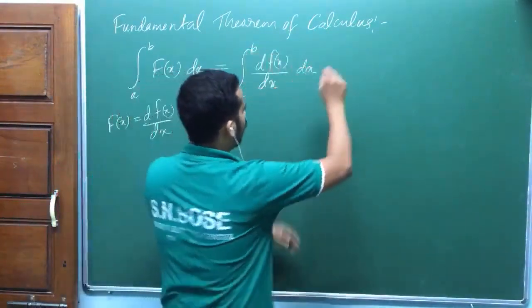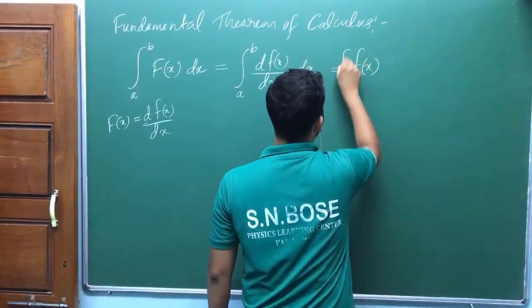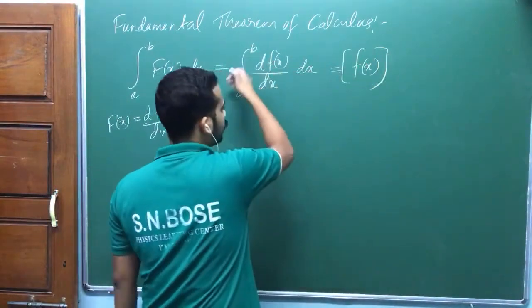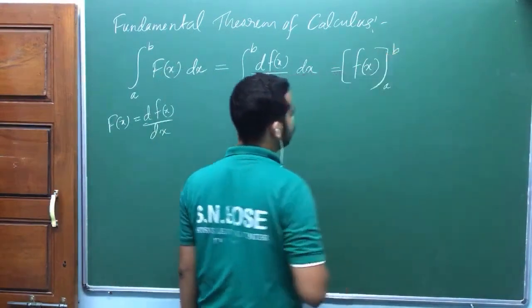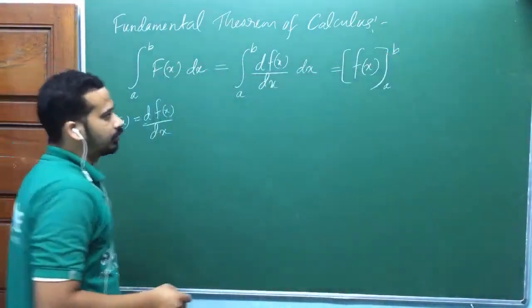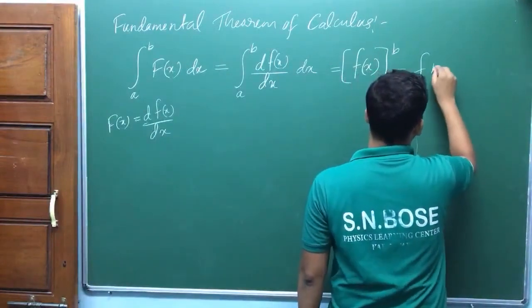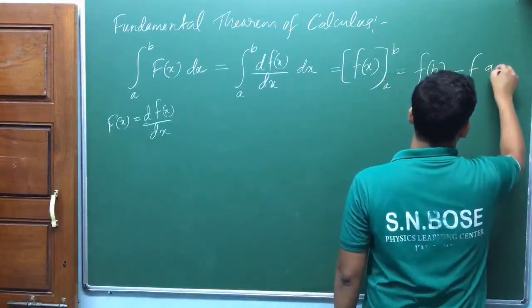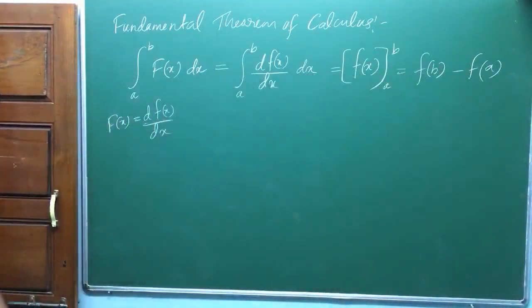And now this answer we write like this, am I right? F of x, isn't it? Differentiation of integration, that should be f of x, that's from a to b, isn't it? And that is equal to f of b minus f of a. Is that okay? F of b minus f of a.